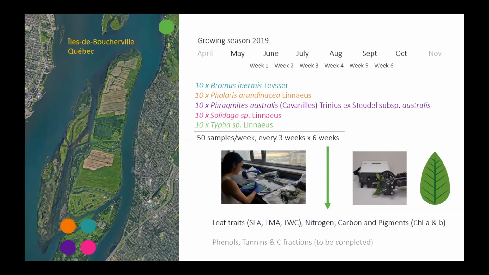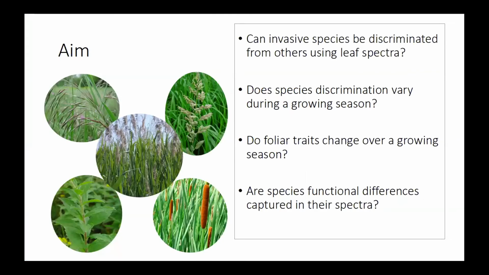This project seeks to understand and answer 4 questions. Can invasive species be discriminated from others using leaf spectra? Does species discrimination vary during a growing season? Do foliar traits change over a growing season? And are these functional differences among species captured in their spectra?